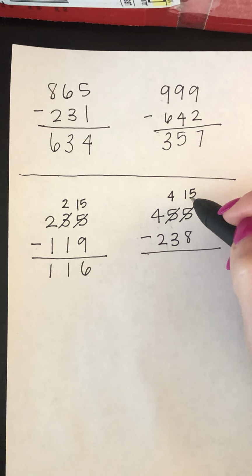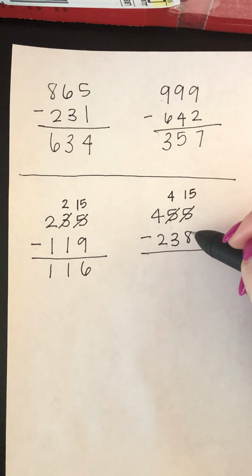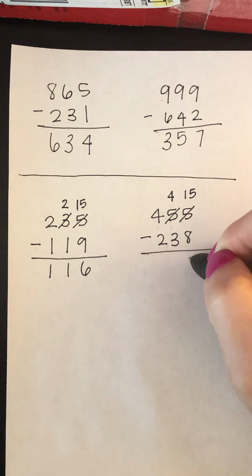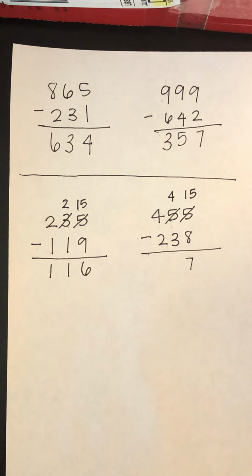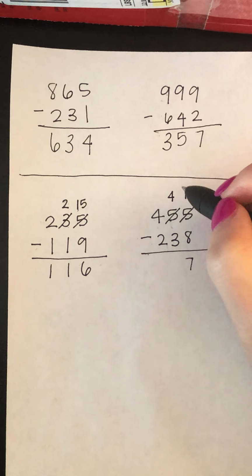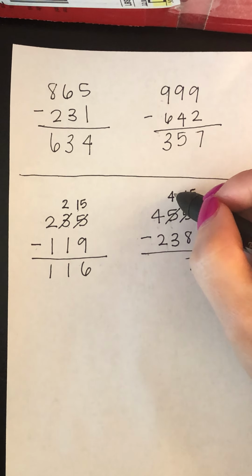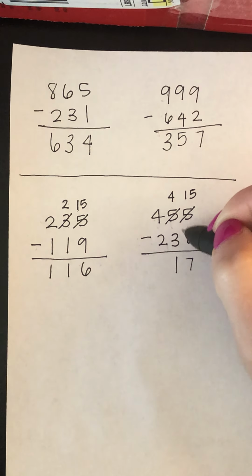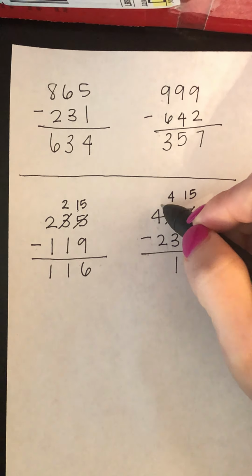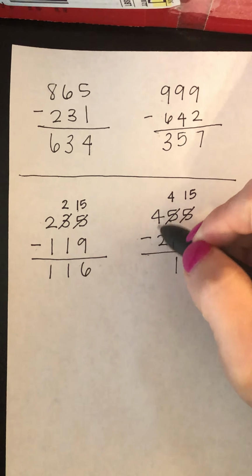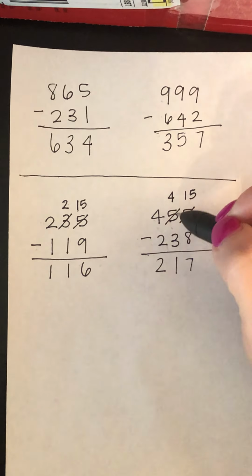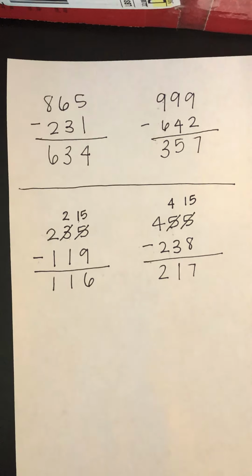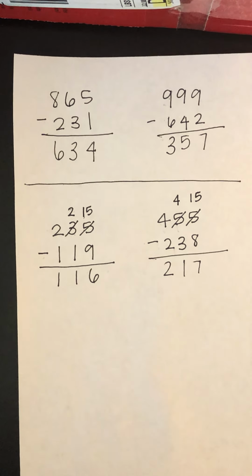Now we're going to do 15 minus 8. 15 minus 8 is 7. Then I'm going to subtract in my tens place. 4 tens minus 3 tens is just 1. And then on my hundreds place, I've got 4 minus 2. 4 minus 2 is 2. So 455 minus 238 equals 217. Now I want you to try it.